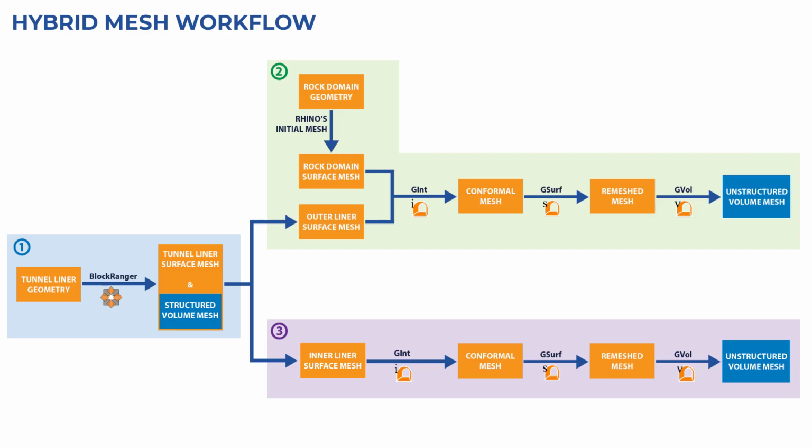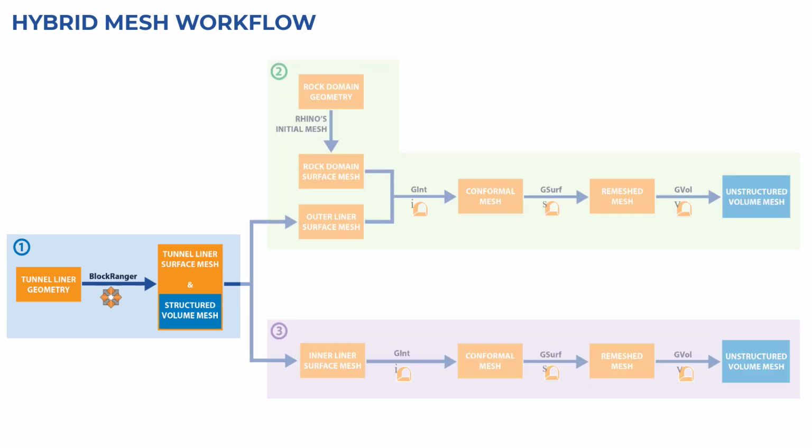The workflow presented describes one possible approach to create the hybrid volume mesh. The workflow is divided into 3 different paths in order to generate the different volume meshes, here presented in the blue boxes, that will be imported into FLAC 3D.